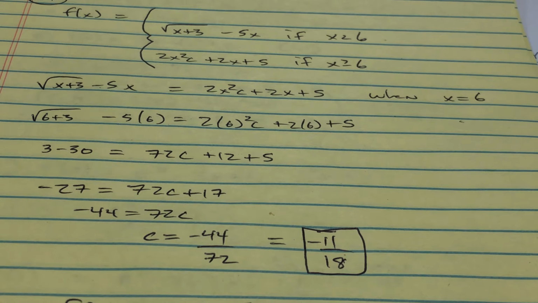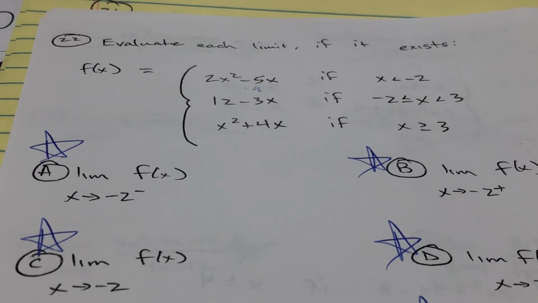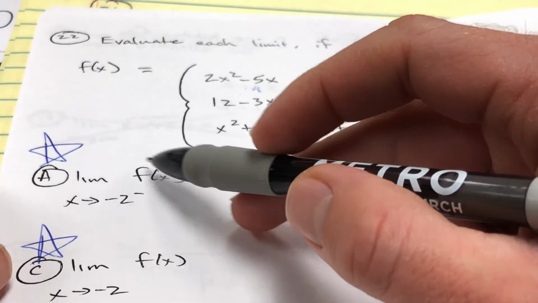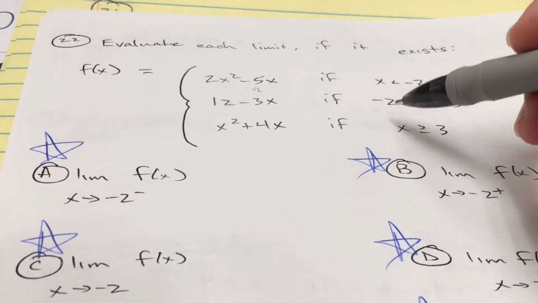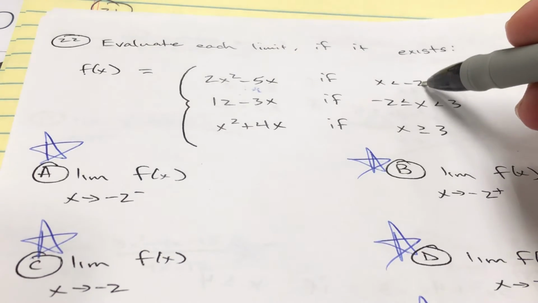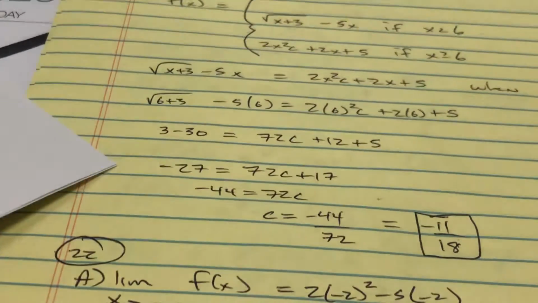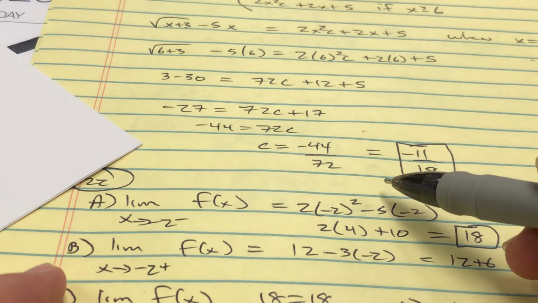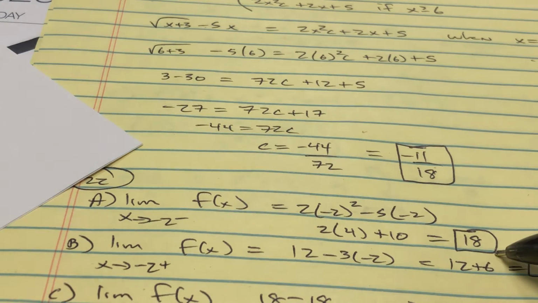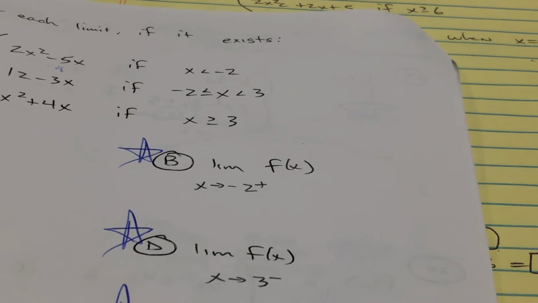Then on 22, evaluate each limit if it exists. So what we have here, piecewise function, a is the limit of f of x as x approaches -2 from the left. The left of -2 would be less than -2. We'd be using equation 1. All right. So I'm going to plug -2 in for x in that first equation, which is 2x squared minus 5x. I get 18.